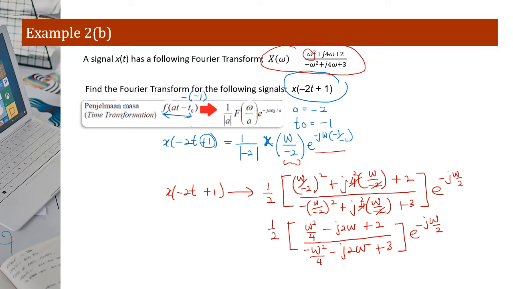You can simplify the equation further if you want, but please take note there's another omega here. Do you think that this omega needs to be divided by negative 2 or not? You don't need to replace this omega by omega divided by minus 2, because only the X(omega) is affected by omega divided by minus 2. This is the function when you have shifting, so there are no changes in this exponential function. Therefore, the Fourier transform of x(-2t+1) is this equation.